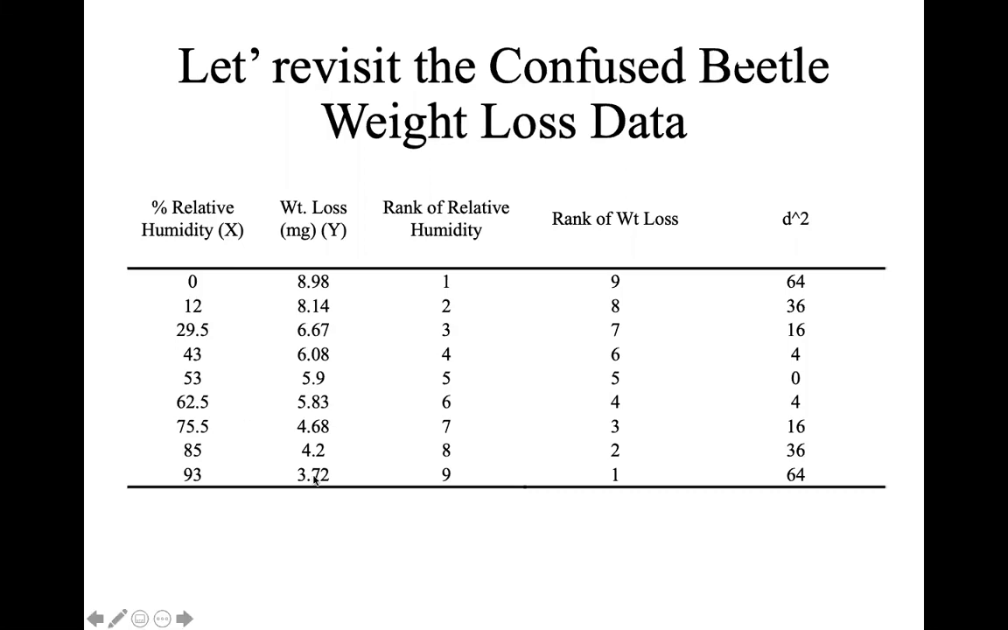No, the lowest rank is always the smallest number. So for X, 0 is 1, and for weight loss, 3.72 would be 1. You rank X and Y separately. So relative humidity goes from the low rank of 1 to the high rank of 9, and weight loss goes from the low rank for 3.72 to the high rank for 8.98.